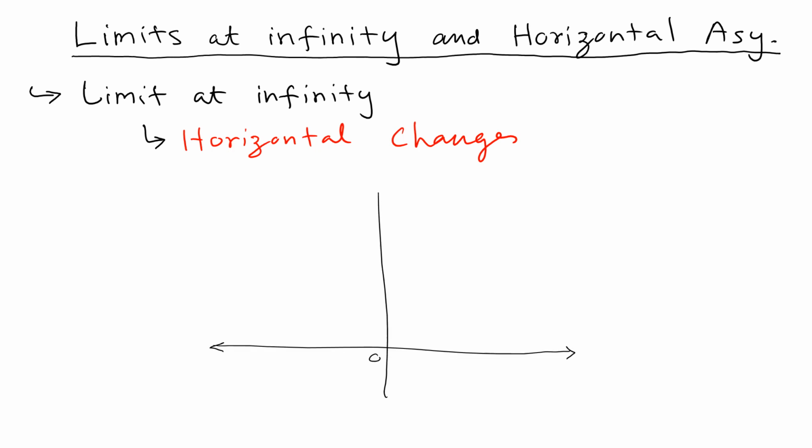So what do we mean by that? For example, let's look at this graph. What we're trying to do right now is see what happens when x becomes extremely large, or when x becomes extremely small. That's the situation we try to understand. What happens when x goes to infinity, or when x goes to negative infinity, and what is the behavior of the function in this situation? So let's look at an example.